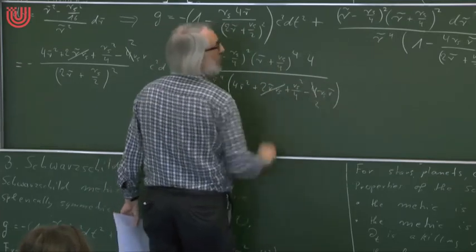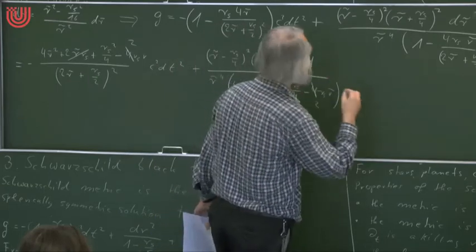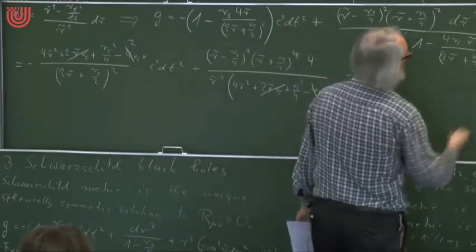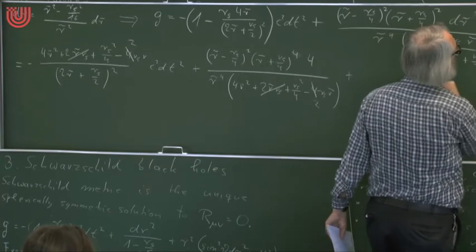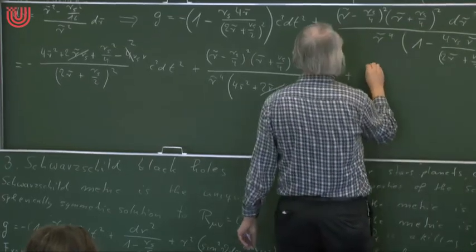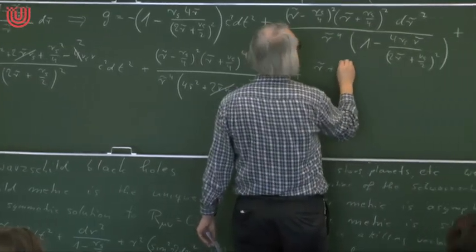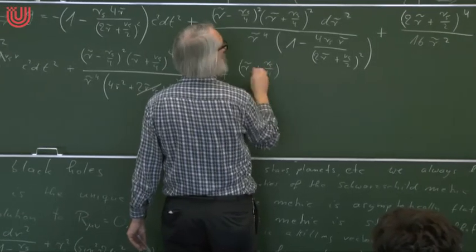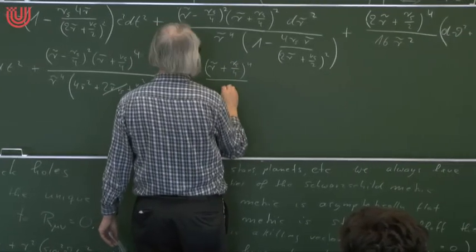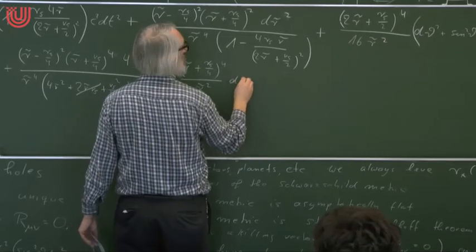Again, these two terms cancel. I think I can't do anything with this here. Maybe it takes a 2 out of the bracket, then it goes away in comparison to the 16. And I get (r̃ + r_s/4) to the 4th. The 16 is gone, and I have this here.